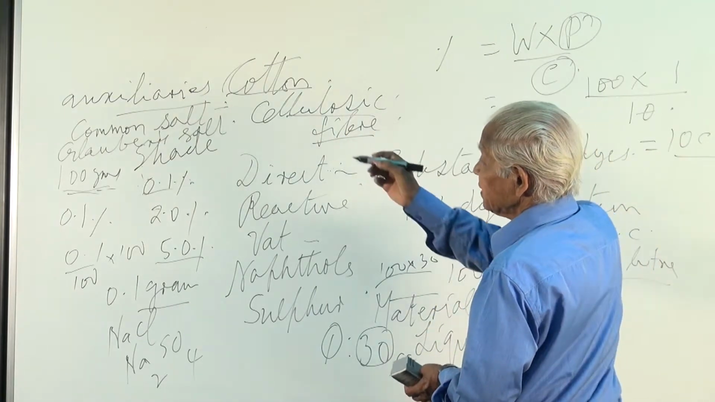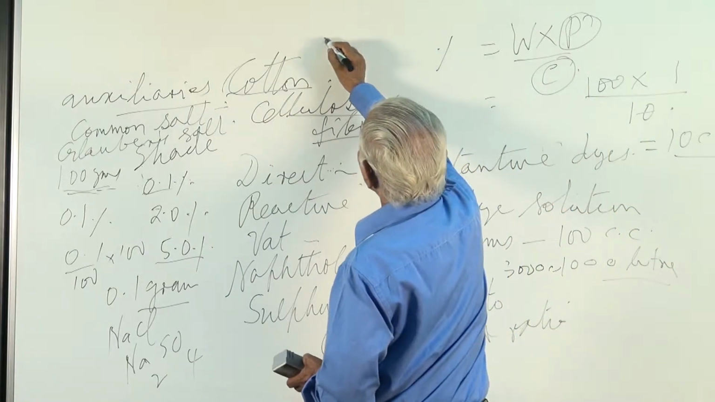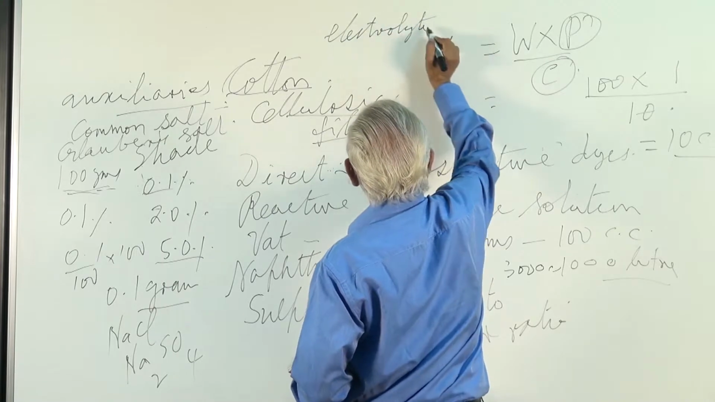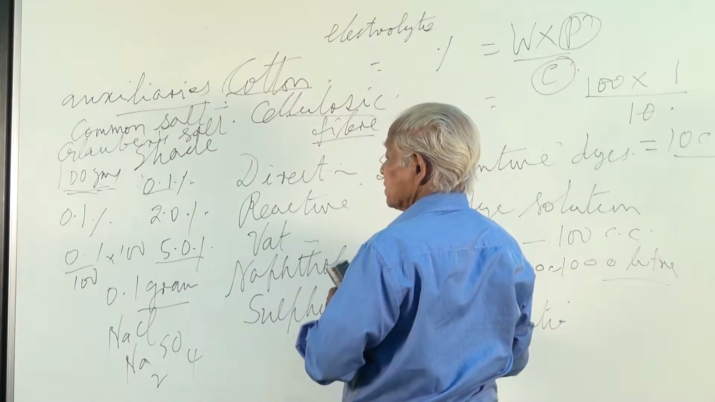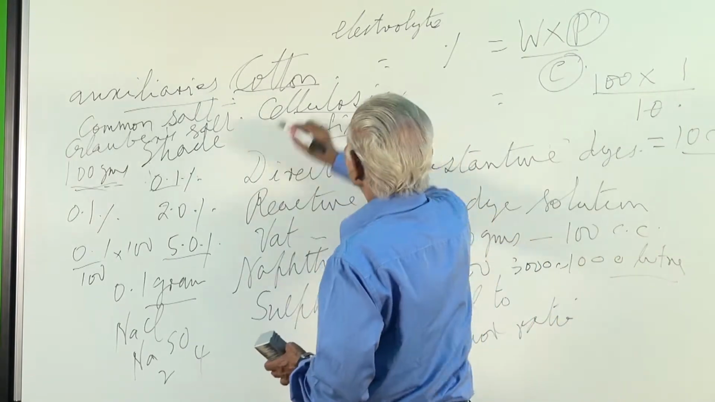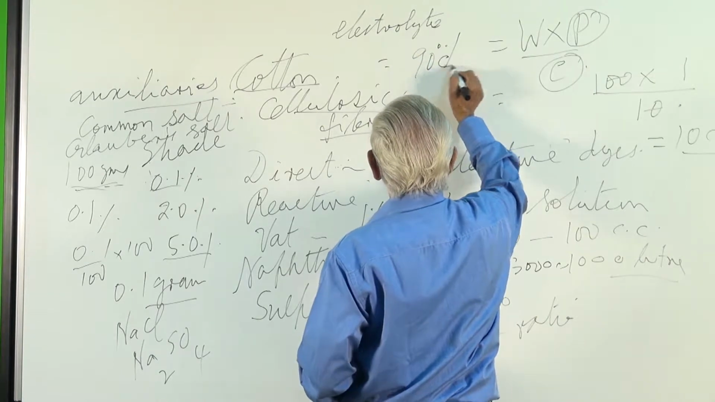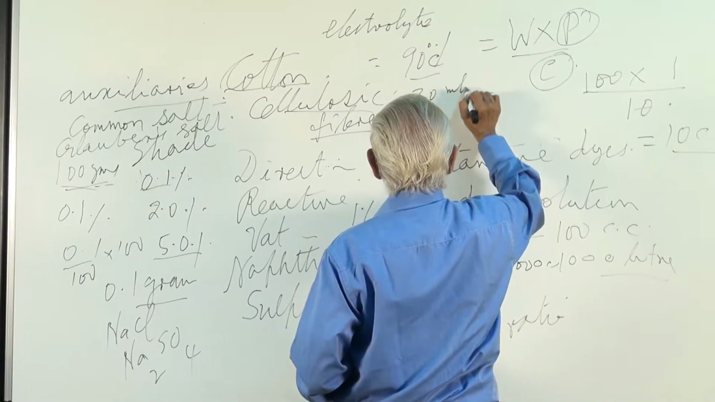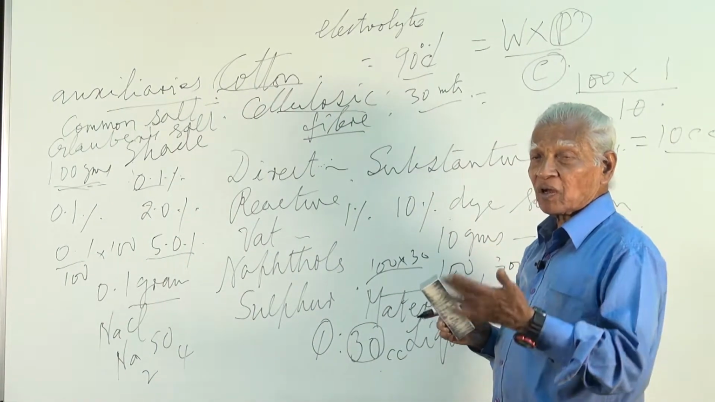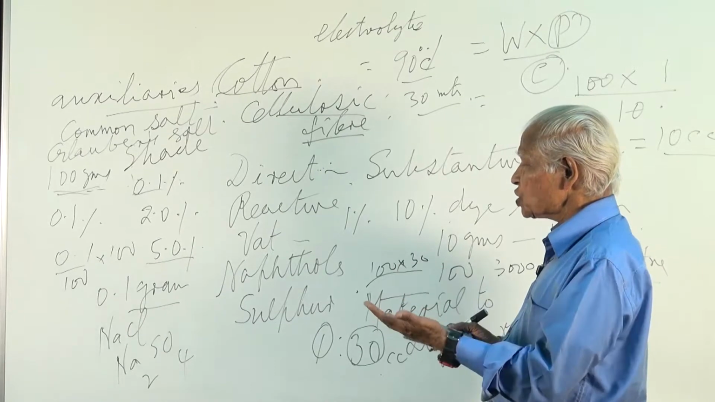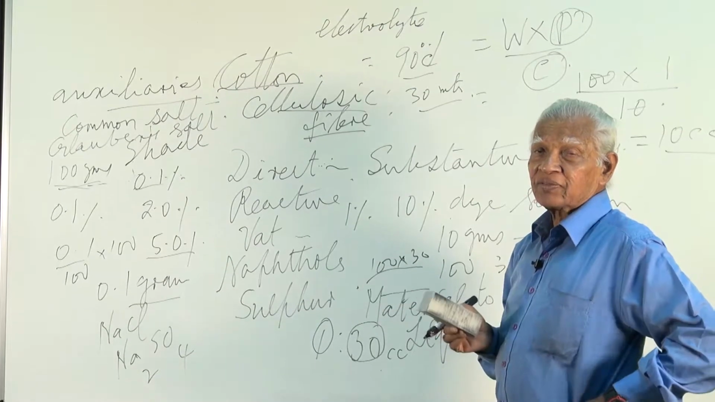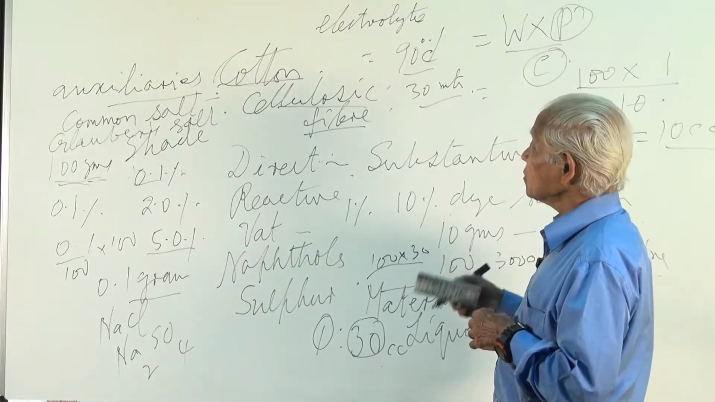And we take this electrolyte or common salt as it is called, which is used as an exhausting agent, and that is about 1% or so. We add to that and raise the temperature to around 90 degrees centigrade for about 30 minutes. This is the duration of dyeing. So after that, the color is developed on the material and it is washed and taken up. This is how the application of the direct dye is carried out on cotton.